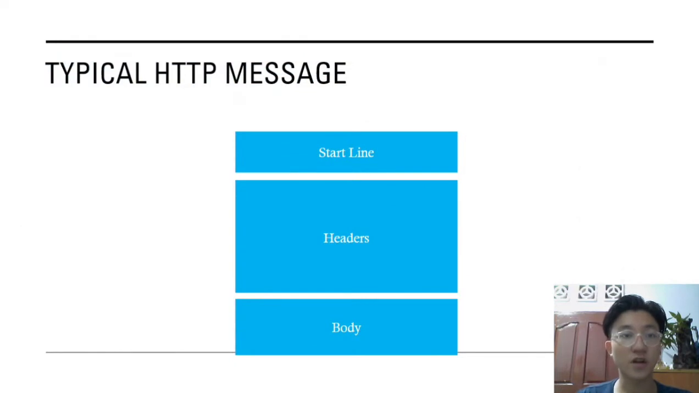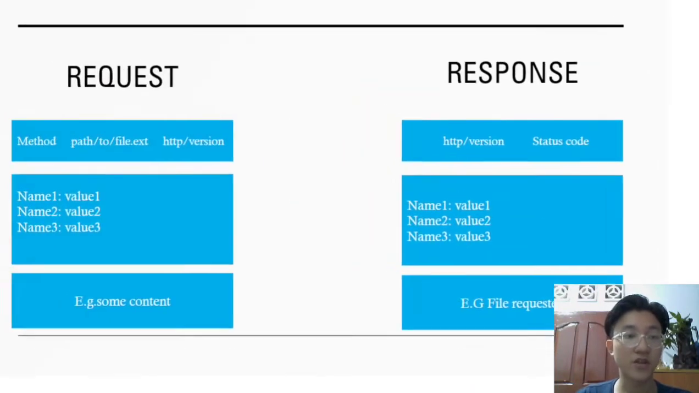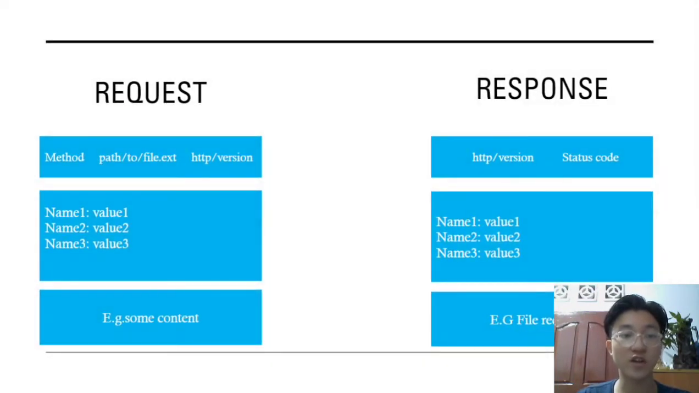This is the typical HTTP message. It consists of a start line, a header, and a body. The typical HTTP message is divided into two kinds: a request message and a response message. In the request, the start line consists of a method, a URI, and an HTTP version. The headers are basically name-value pairs. There could be more than three values in these headers. The body does not exist because it is not needed.